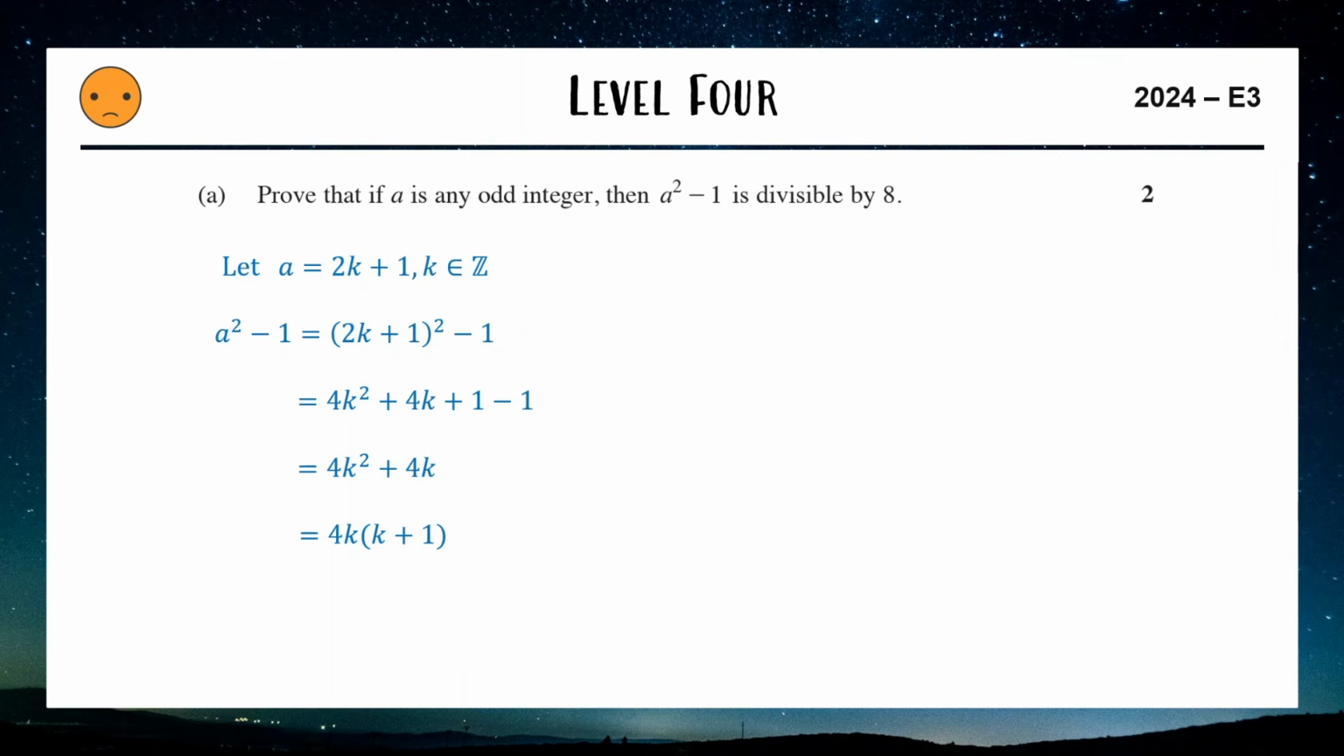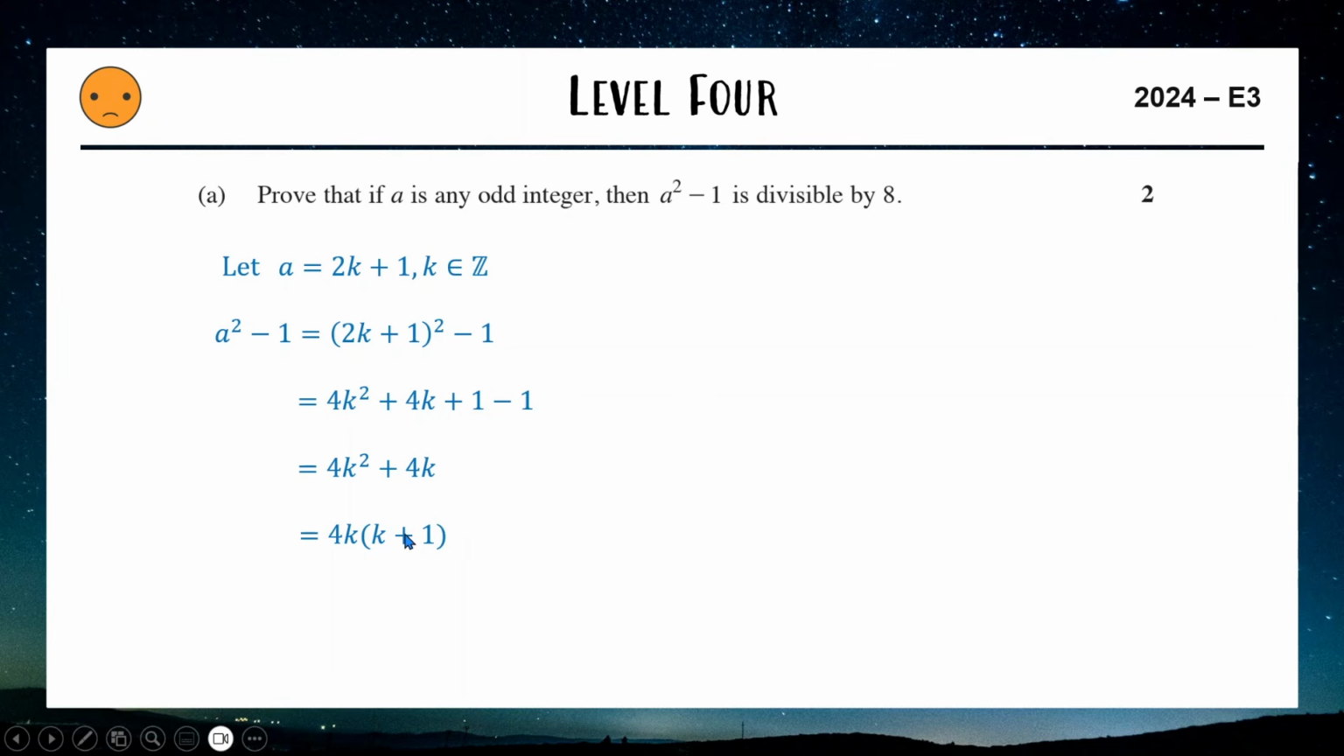Now, when we get to this point, we can quite clearly explain why this is divisible by 4, because there's a 4 at the front, but how are we going to show that this is divisible by 8? I'm not seeing any 8s hanging around. So for this entire thing to be divisible by 8, I need k times (k plus 1) to be divisible by 2, which would then multiply with the 4 and make an 8.